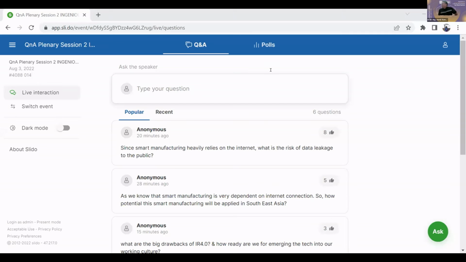There are so many questions. I will take the most interesting one because it got many likes. Since smart manufacturing heavily relies on the internet, what if there is data leakage to the public?